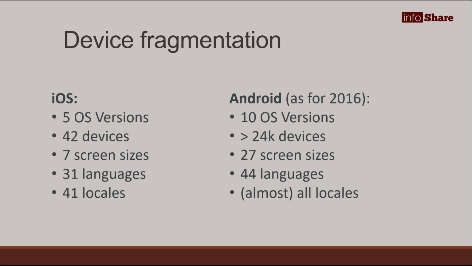So this is a quick summary of the basic features of the 2 most popular platforms. For iOS, we have about 5 OS versions supported right now, about 42 devices. I said 20, but 42. 7 different screen sizes, so you can imagine that your app can look different when the screen resolution is different. Many languages, many locales. And for Android, there are about 10 operating system versions and about 24,000 different devices. That was for 2016 or so.